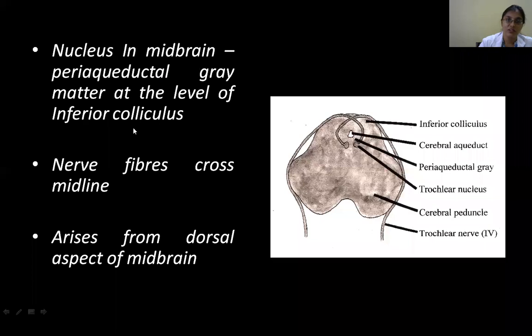So the nucleus is in the midbrain, so at which level it is present. And then you can see the nerve fibers are crossing the midline. There's a decussation here. And this is arising from the dorsal aspect of the midbrain.